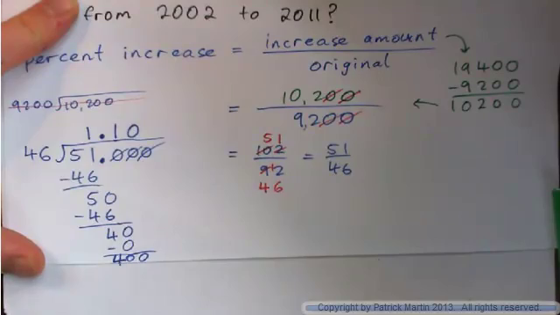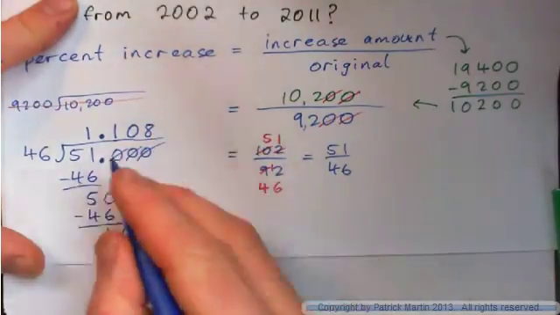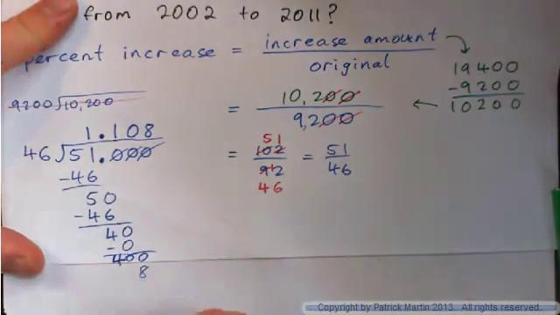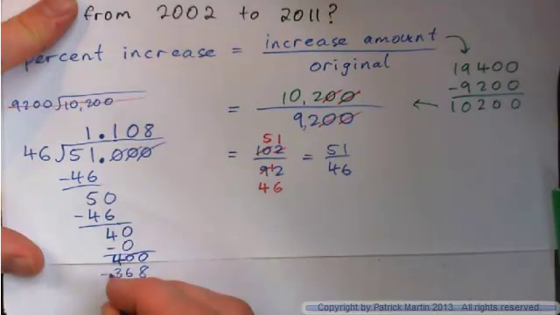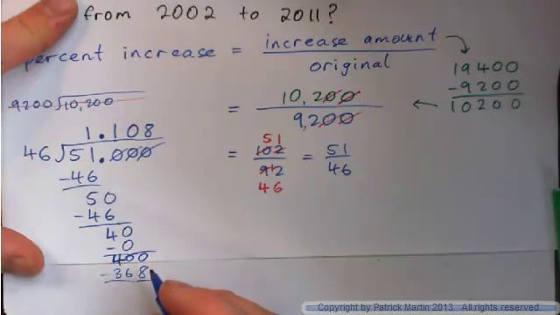46 times 10 would be 460. So I'm going to guess 8 and see what happens. 8 6s are 48, carry the 4. 8 4s are 32, and 4 is 36. Subtract, and this will end up being 70 32, right?